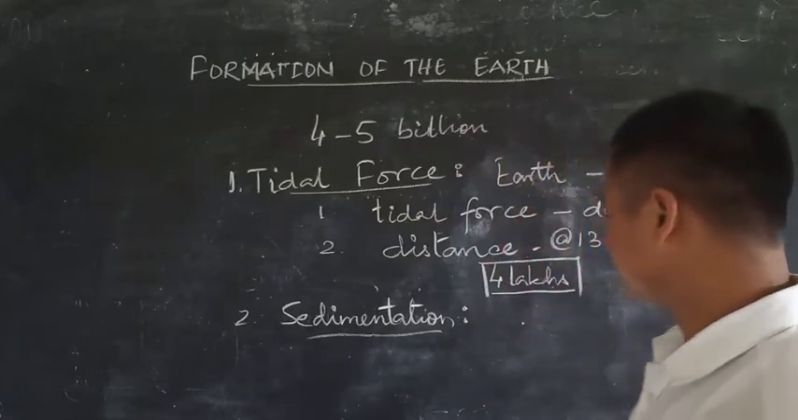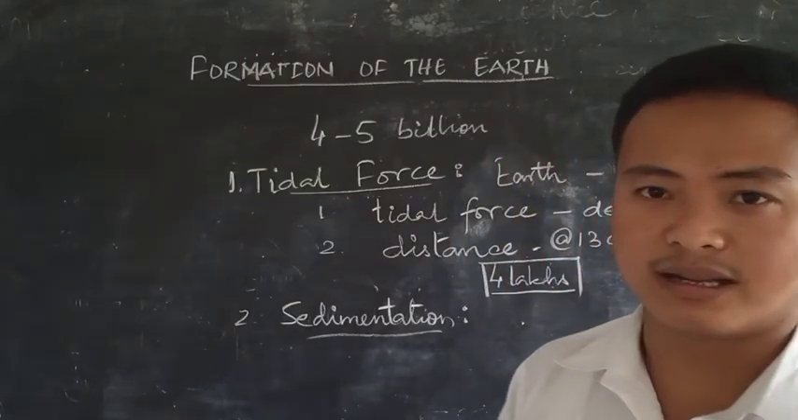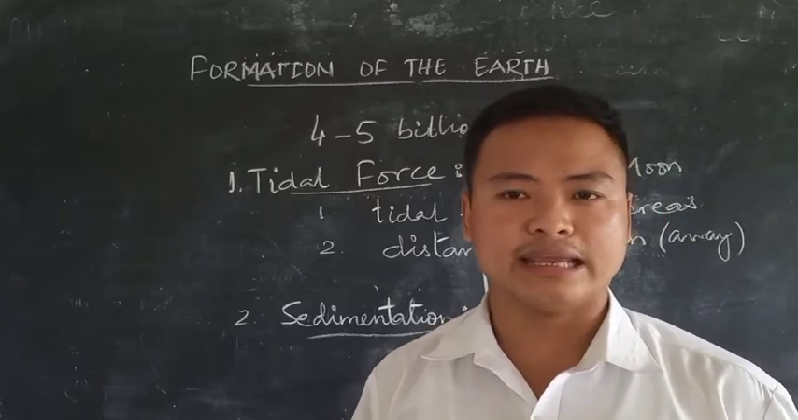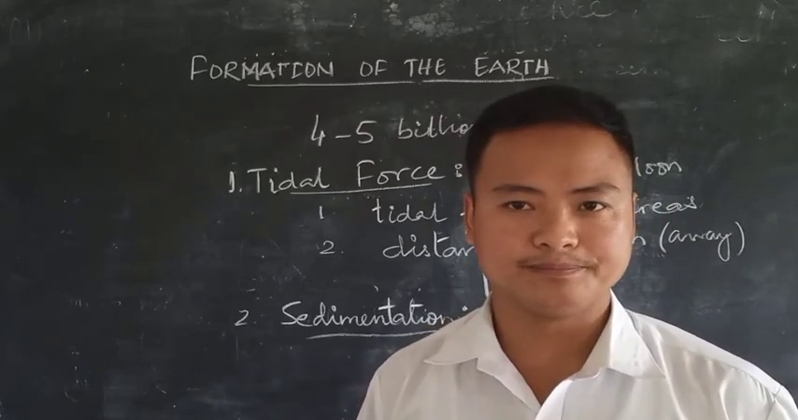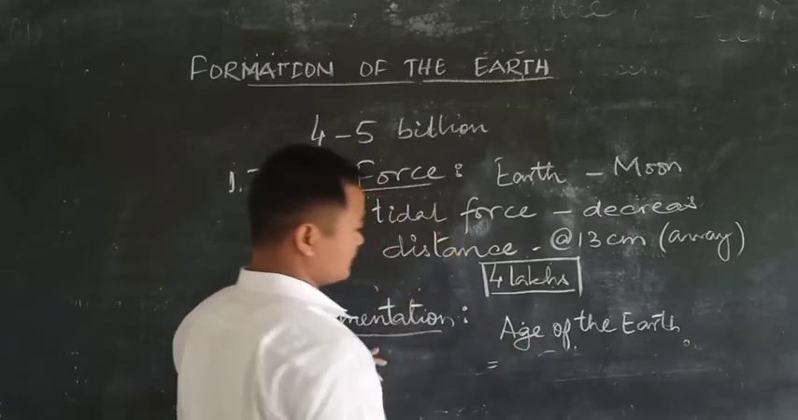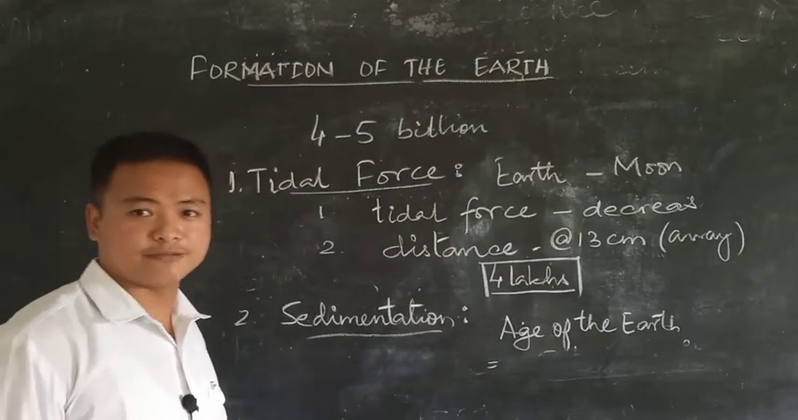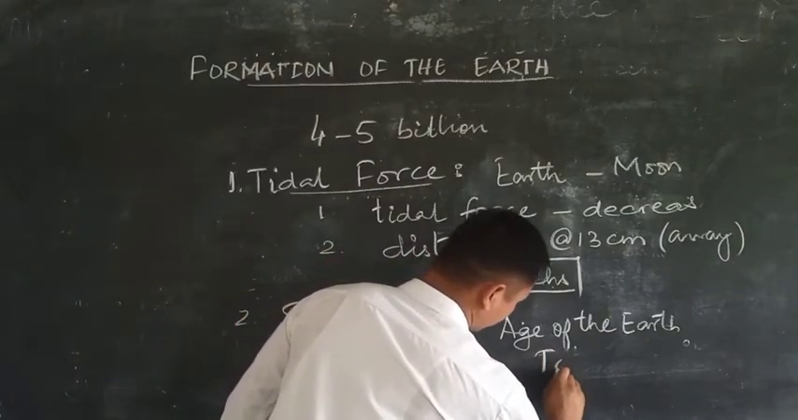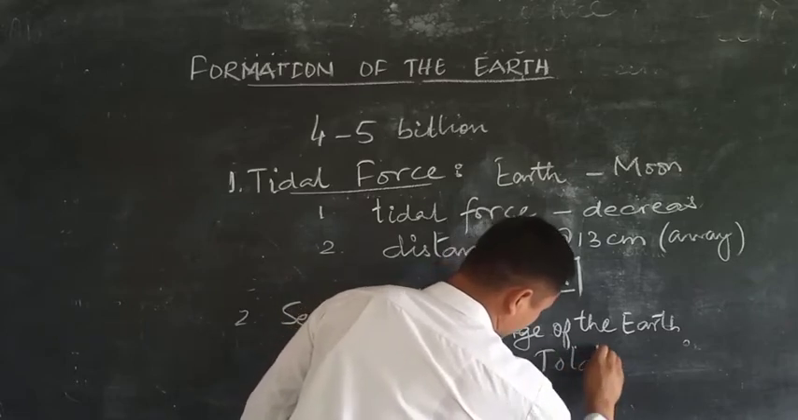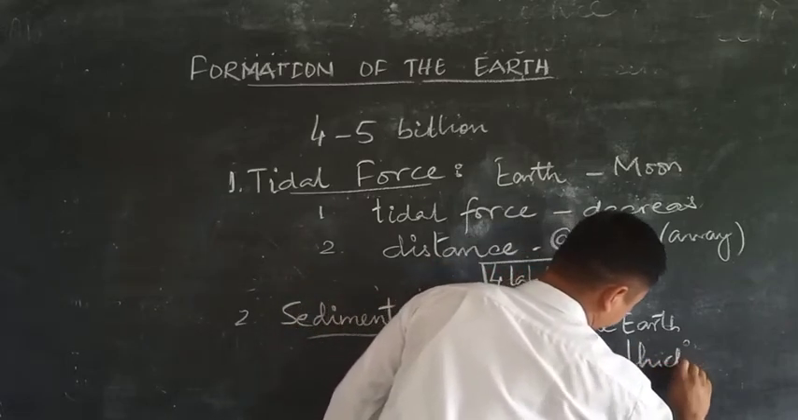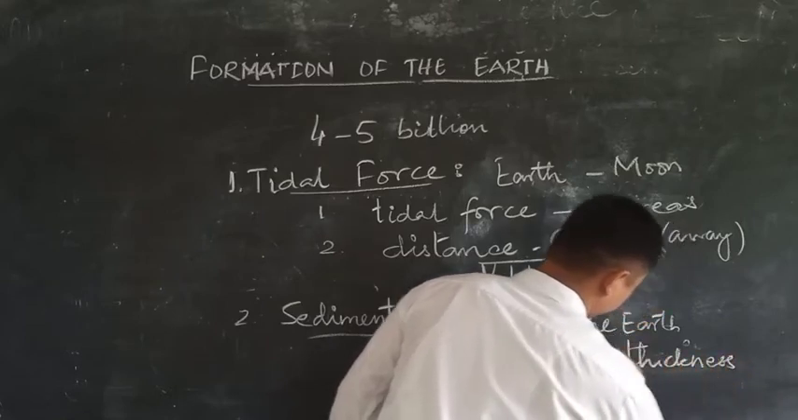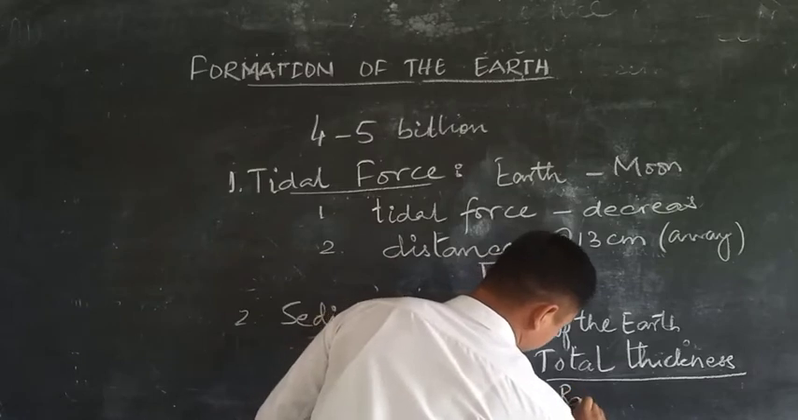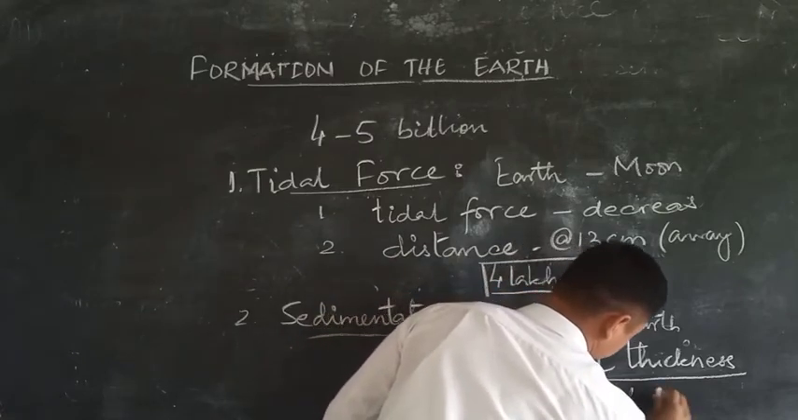So the sedimentation factor helps us in knowing the age of the Earth, and we can calculate it with the help of a formula. The age of the Earth would be the ratio of the total thickness of sediments divided by the rate of sedimentation.